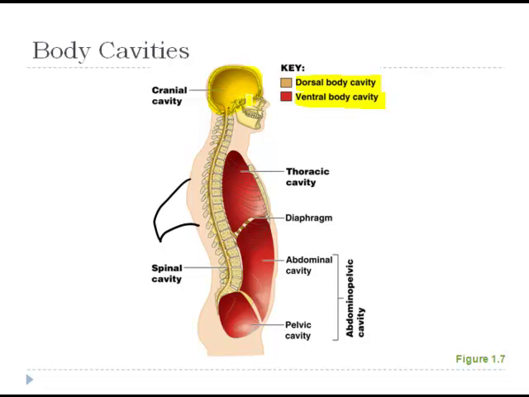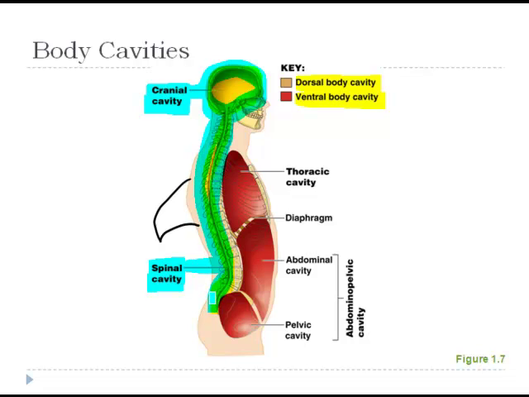It's made up of the head, and specifically the brain, and everything that goes along with that, the skull, and then also the spinal cord. That is the dorsal cavity. Notice that the dorsal cavity here is split up into two sections, the cranial cavity and then the spinal cavity. So the cranial cavity is just the brain. The spinal cavity is the spinal cord area. That's how that's split up there.